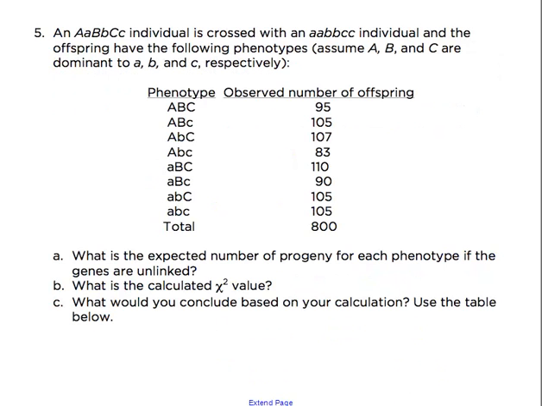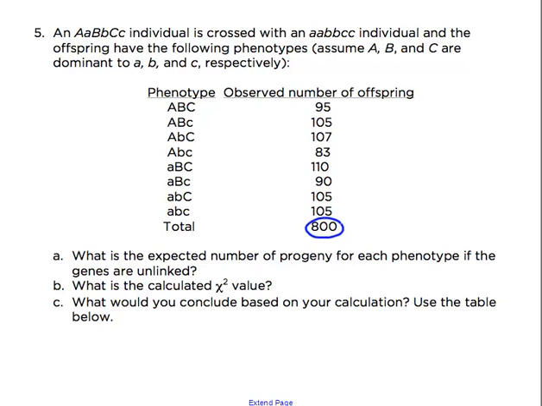Problem 5. A trihybrid individual is crossed with a homozygous recessive individual, and the offspring have the following phenotypes. Assume big A, big B, and big C are dominant to little a, little b, little c, respectively. The total offspring is 800. It says, what is the expected number of progeny for each phenotype if the genes are unlinked?